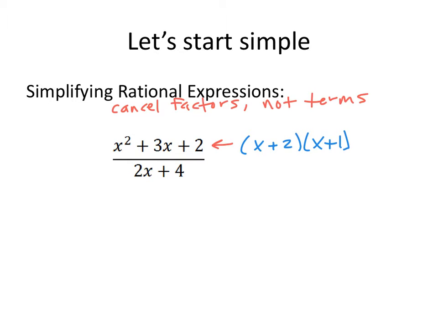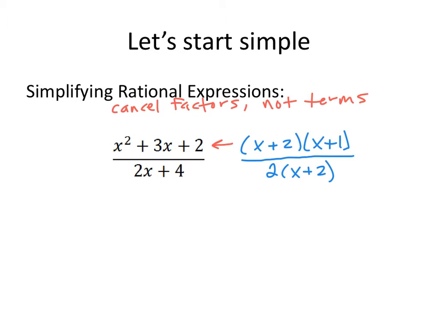Now we can do that same thing at the bottom. Now this doesn't have an x squared, so we know that it's probably not a quadratic at all. And so we can find the greatest common factor, which is 2. And then we have x plus 2 left over after we remove that factor.